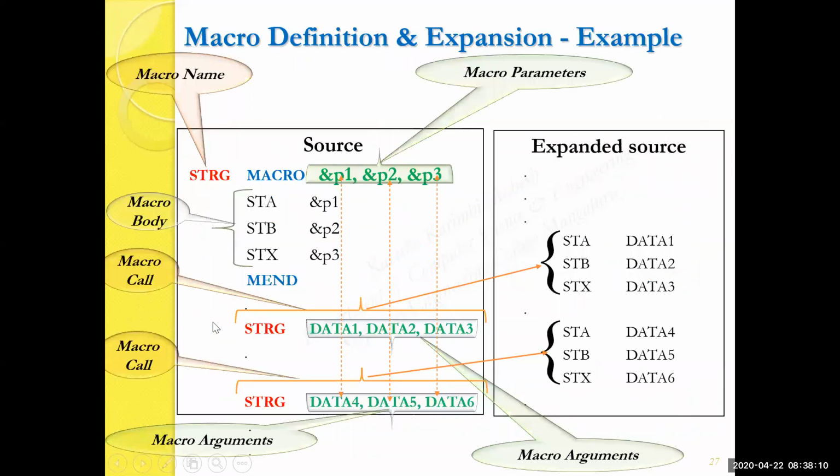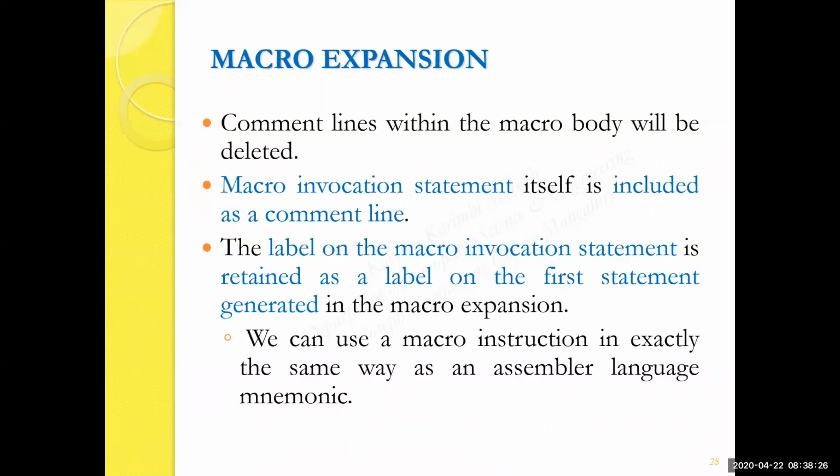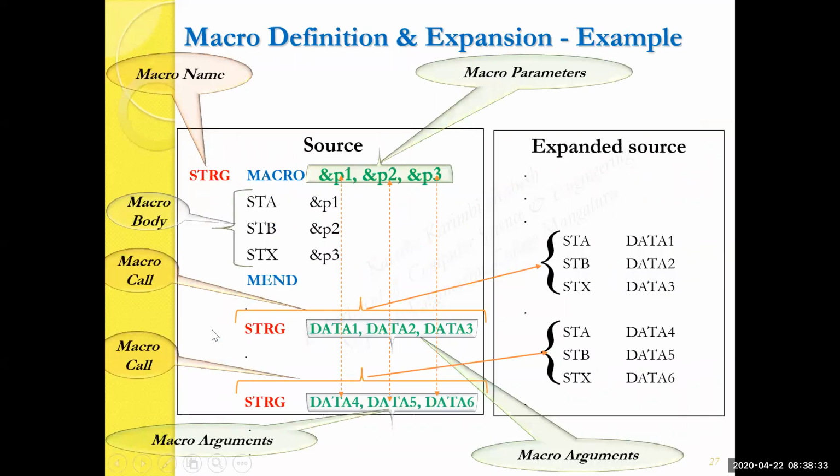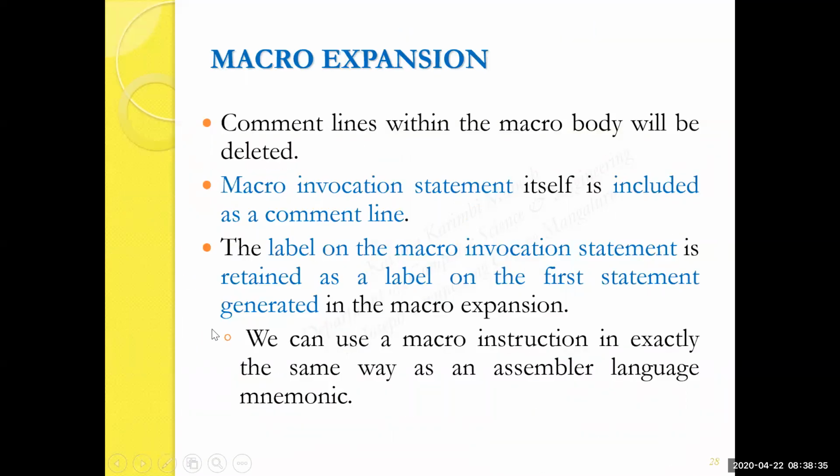However, the macro invocation statement itself will be written into the expanded file as a comment line. So this line will be generated as a part of macro expansion, and it will be indicated as a comment line with the dot ahead of it. Now, if there are any labels on the macro invocation statement, then it will also be retained on the first statement that is generated in the macro expansion.